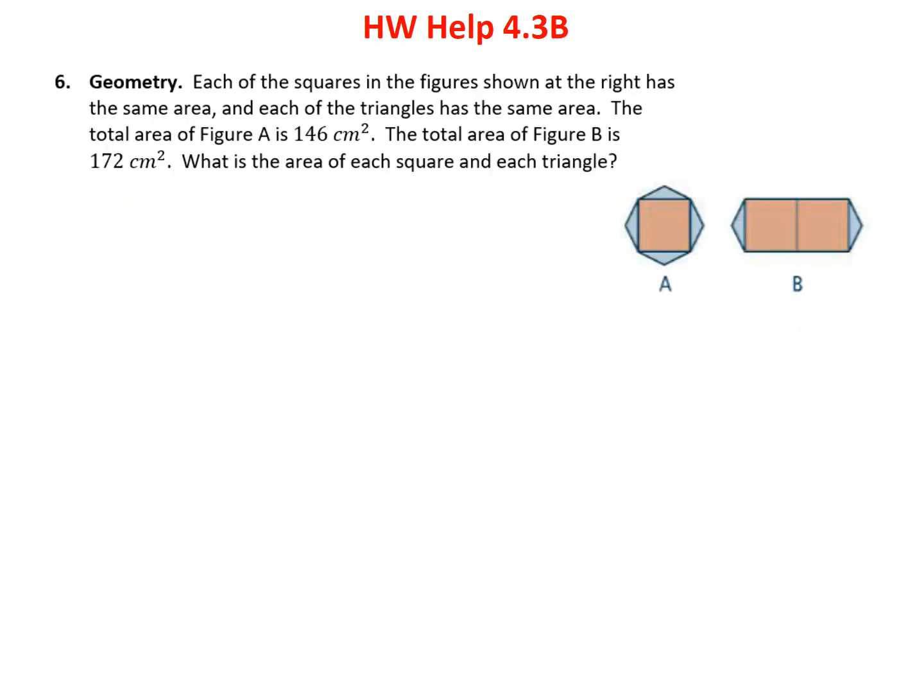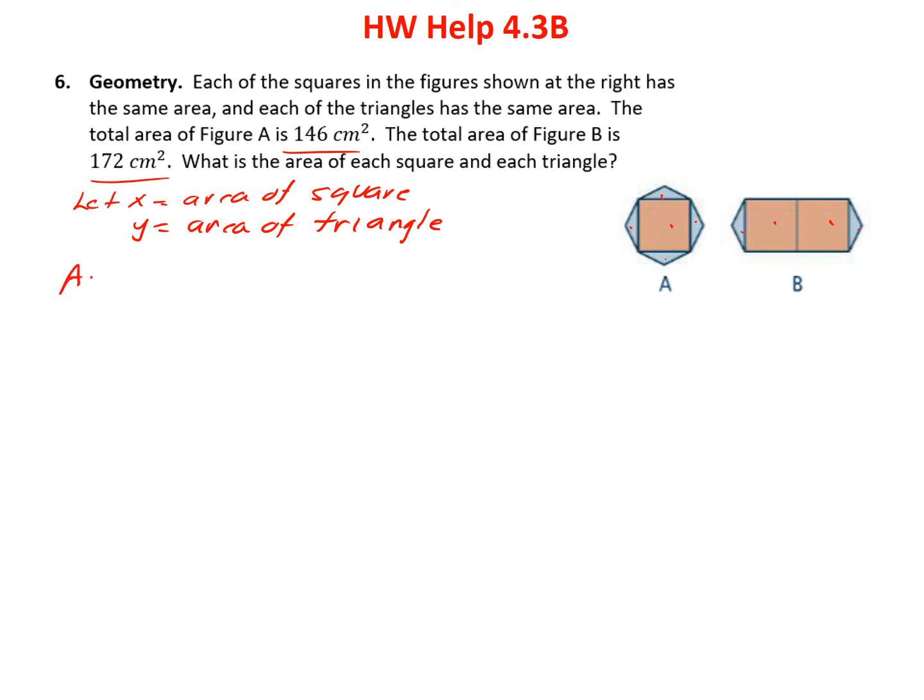Number 6 is a geometry problem. It says that each of the squares in the figure shown at the right has the same area. So these 3 squares each have the same area. Likewise, each of the triangles has the same exact area. The total area of figure A, however, is 146 centimeters squared, and the total area of B is 172. So let's start by letting x equal the area of a square, and we'll let y equal the area of a triangle.